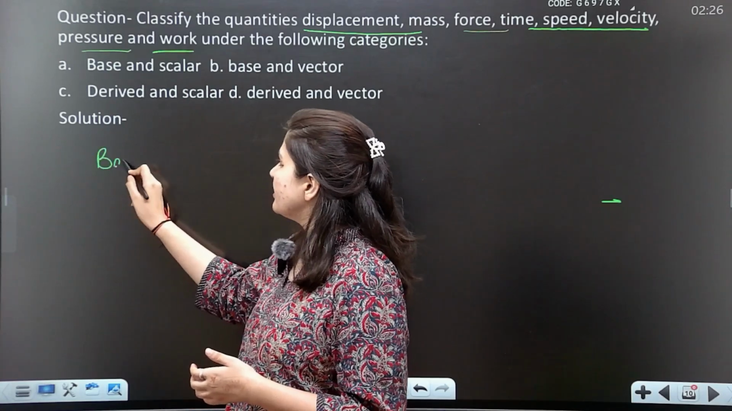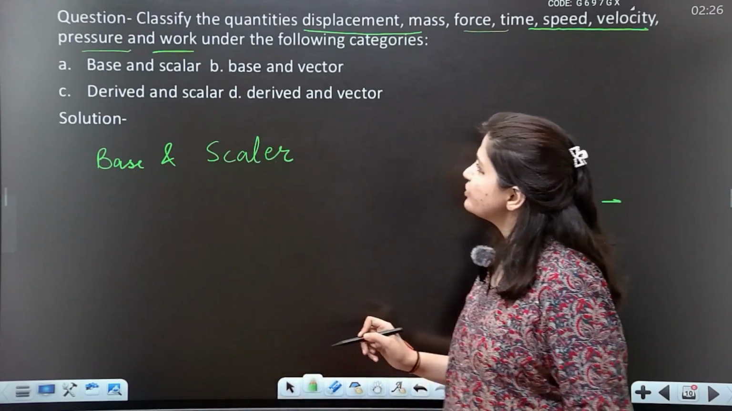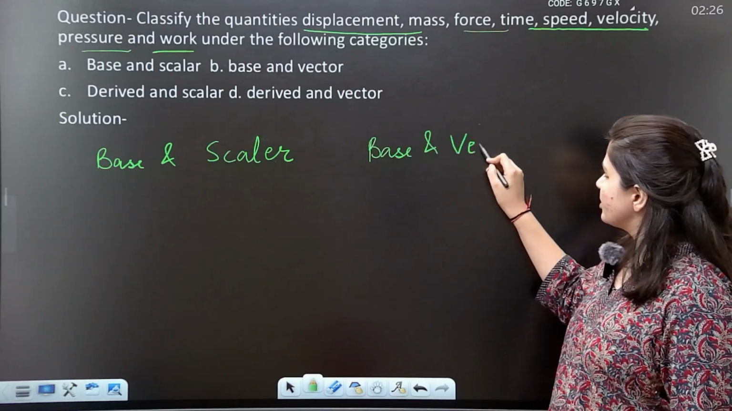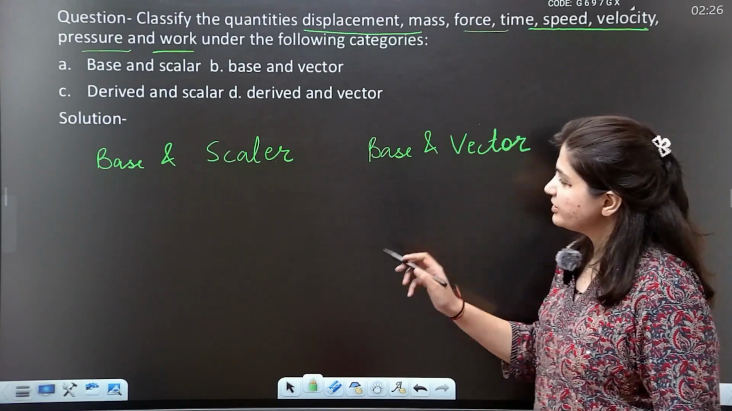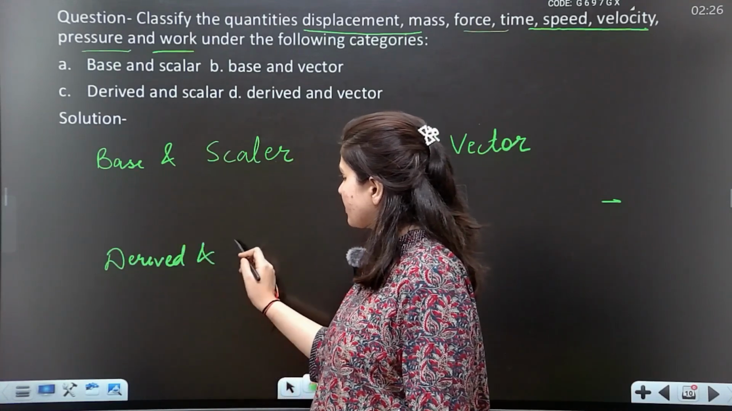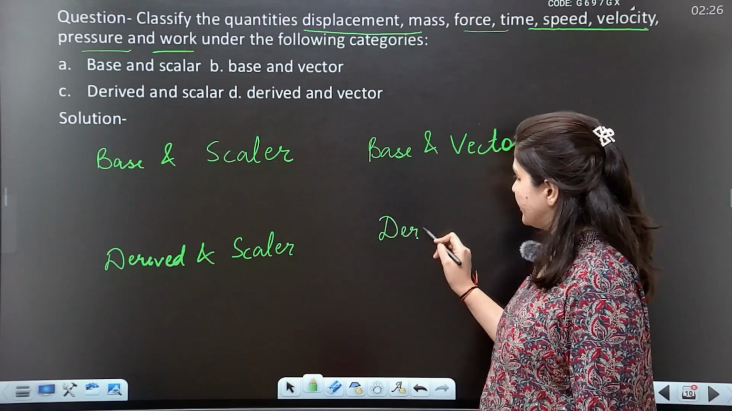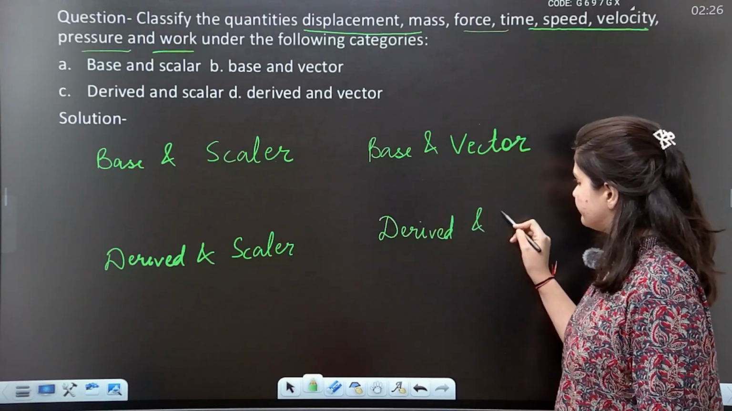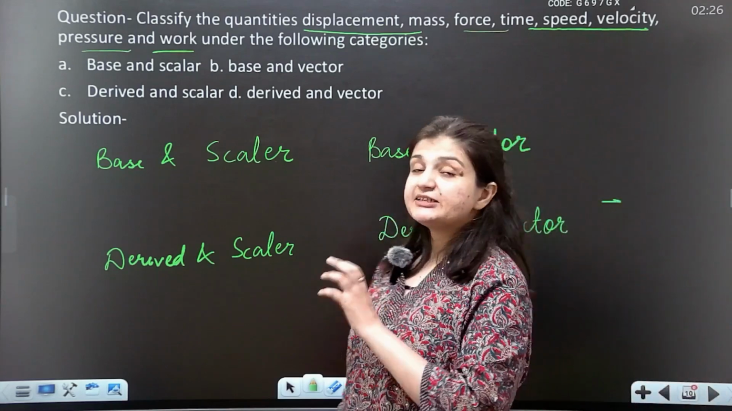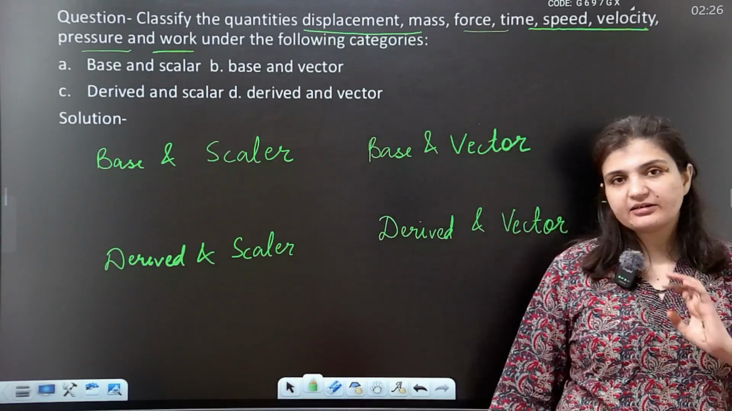Which comes under base and scalar? Which comes under base and vector? Then derived and scalar. And then derived and vector. So now we have certain physical quantities given, and we have to describe them in these four categories.